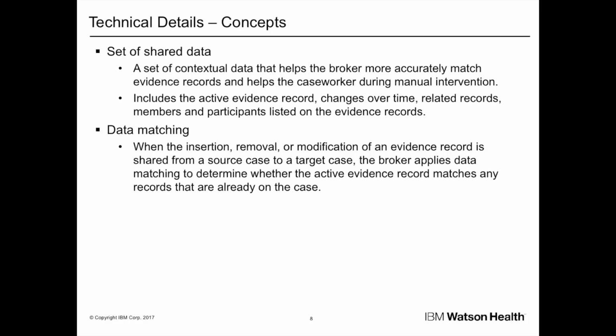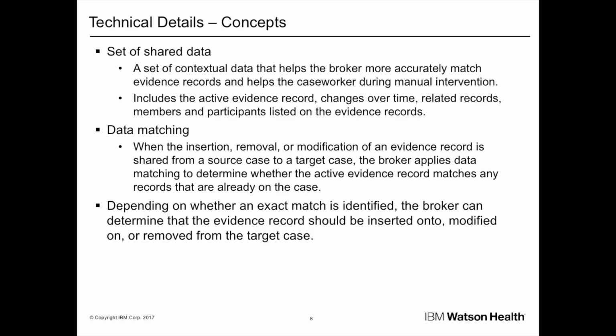Data matching. The broker applies data matching to determine whether the evidence record matches any records that are already on the case. That is, do the target and source have the same evidence before we can apply the evidence changes? By applying data matching algorithms to a wide set of contextual data, the broker can more accurately match each shared evidence record between the source and target cases.